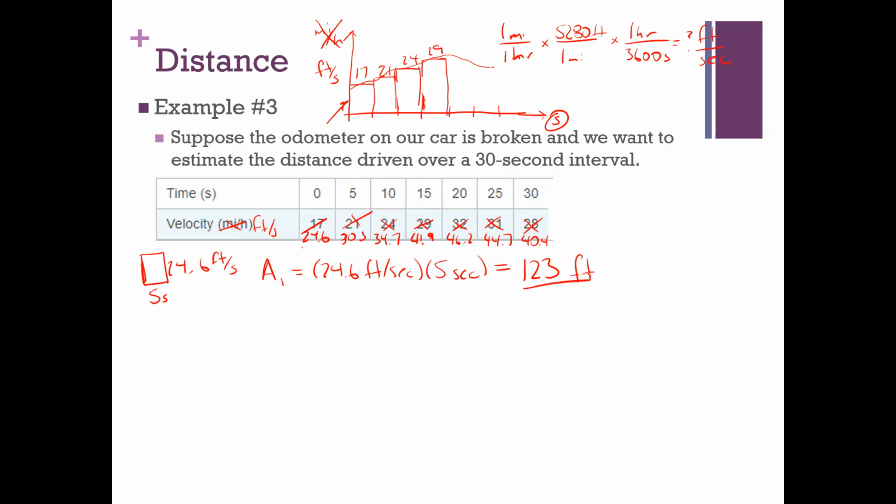So let's pause there for a second. What I've done, just for 5 seconds, I can repeat. I know that for that first chunk of time, the car drove for 5 seconds, and I also know that somewhere in the interval the car was traveling 24.6 feet per second. I'm going to use that to get an estimate for how much distance we covered in that chunk of time alone. Are we okay with how that's done? Any questions about what we've done so far? Go ahead.